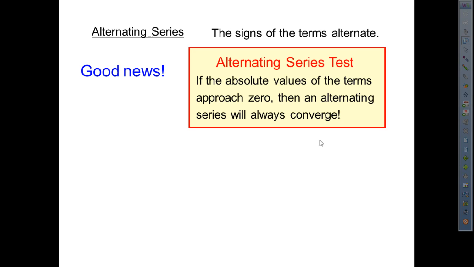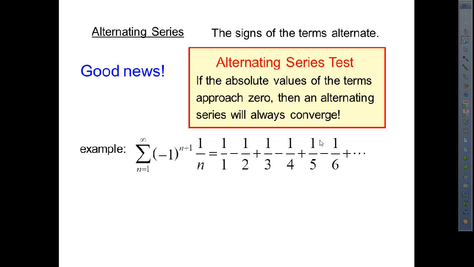And when you take the absolute value, what happens? Well, you pull that part out. You don't have to worry about it. And then you have a much simpler series to look at, and if you can prove that it converges, then that alternating series converges as well.